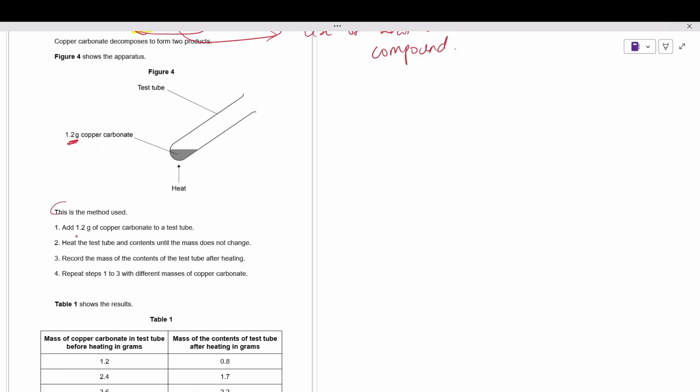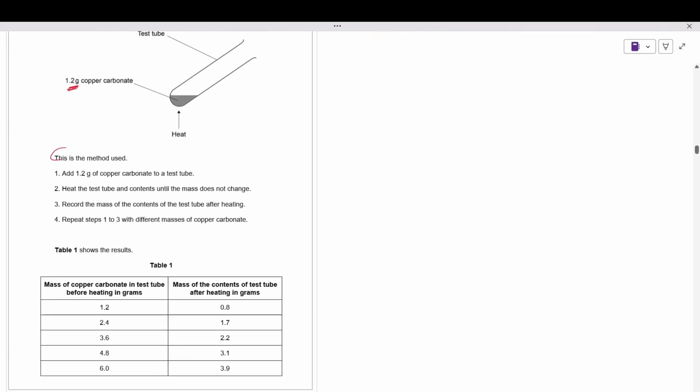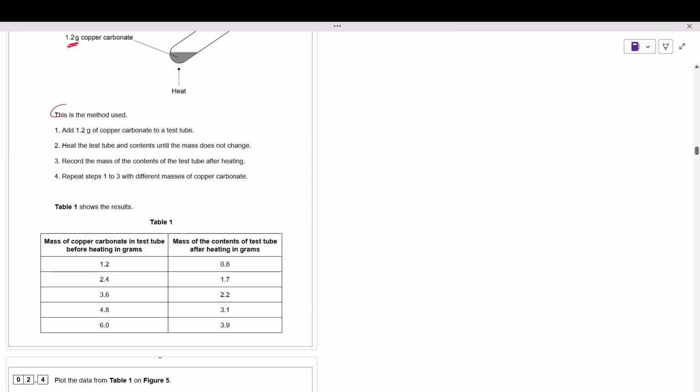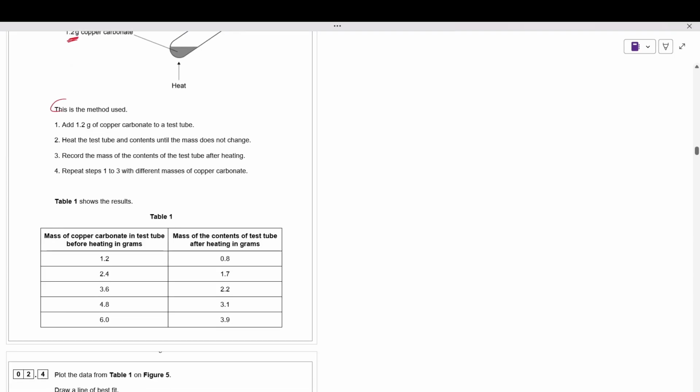So the method that was used, we add 1.2 gram of copper carbonate to the test tube. We're going to heat the test tube and contents until the mass does not change. And then we're going to record the mass of the contents of the test tube after heating, and they're going to repeat steps 1 to 3 with different masses of that copper carbonate. This is the results table, and the first thing it's asked us to do is to plot a graph and draw a line of best fit. So we can see based on the table, we have the mass of the copper carbonate in the test tube before heating, and this is the mass of the contents of the test tube after heating.